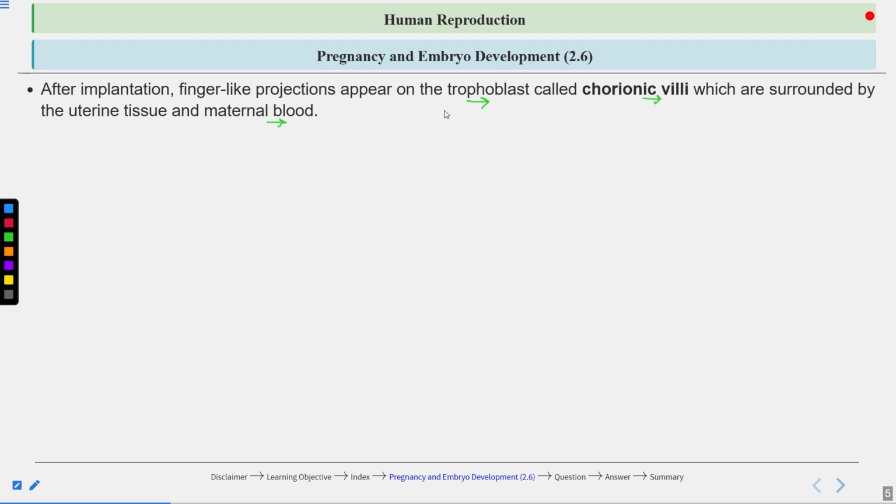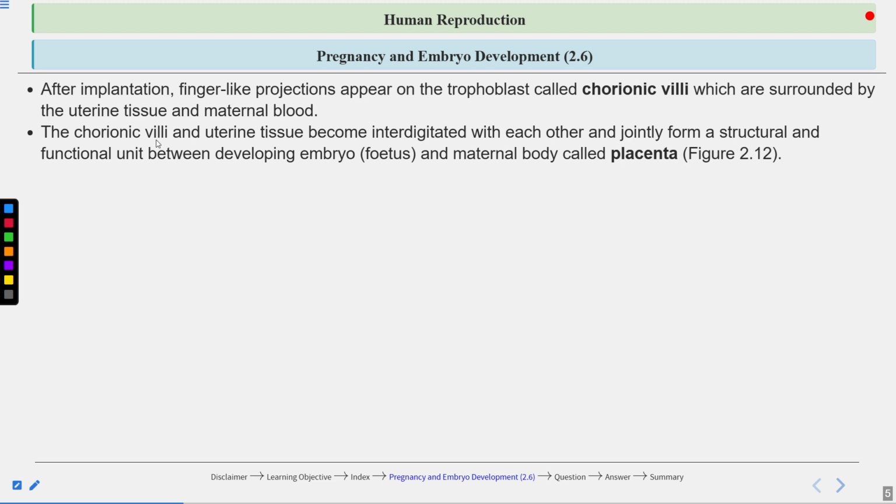So finger-like projections appear on the trophoblast. These are known as chorionic villi. These chorionic villi are surrounded by the uterine tissue, meaning the maternal tissue, as well as the maternal blood. So you can see here 2 kinds of tissues are involved: fetal tissue and maternal tissue. The chorionic villi and the uterine tissue become interdigitated with each other and jointly form a structural and functional unit between the developing embryo or the fetus and the maternal body, called the placenta.